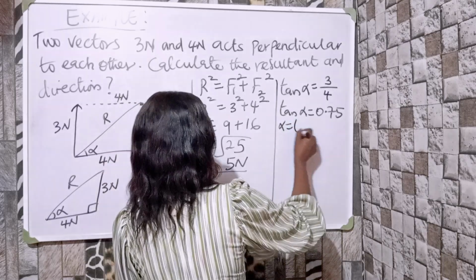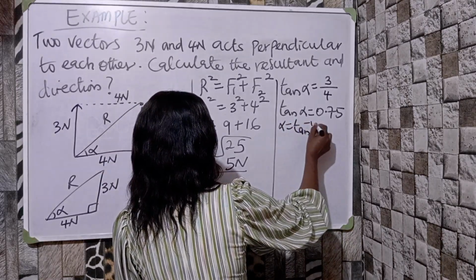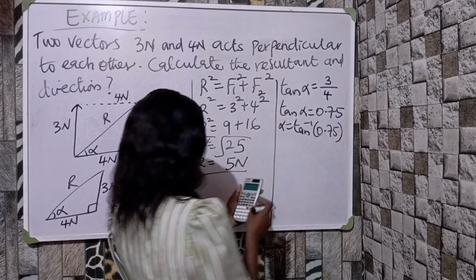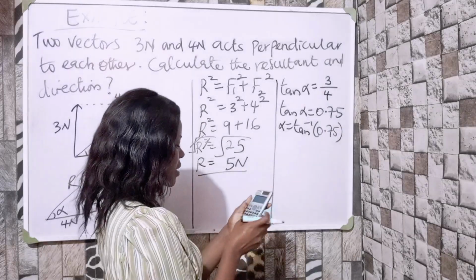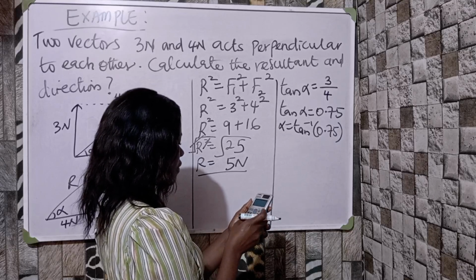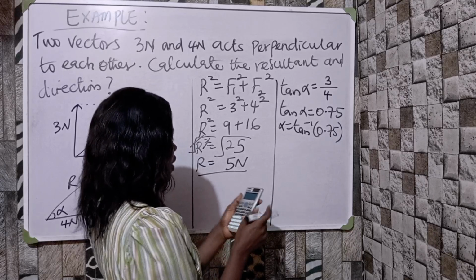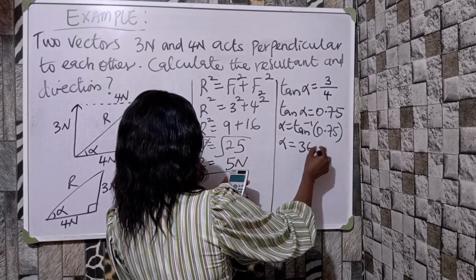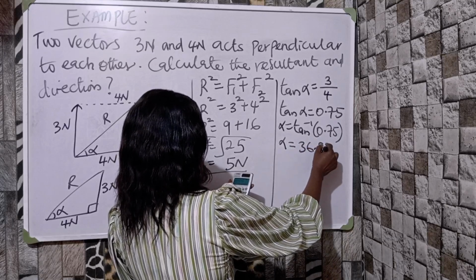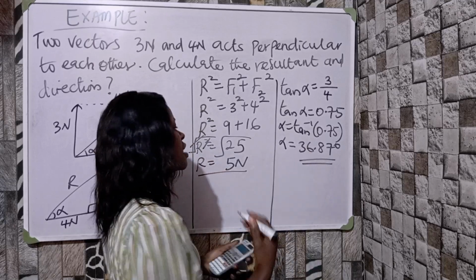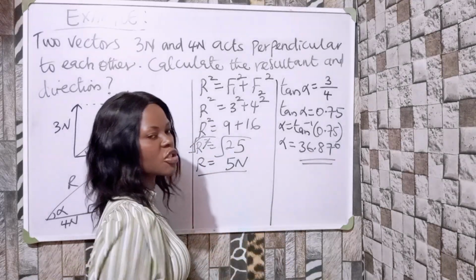So alpha is equal to tan inverse of 0.75. Okay, so I'm going to do shift tan 0.75. It's going to give me alpha to be 36.87 degrees. This becomes my direction.